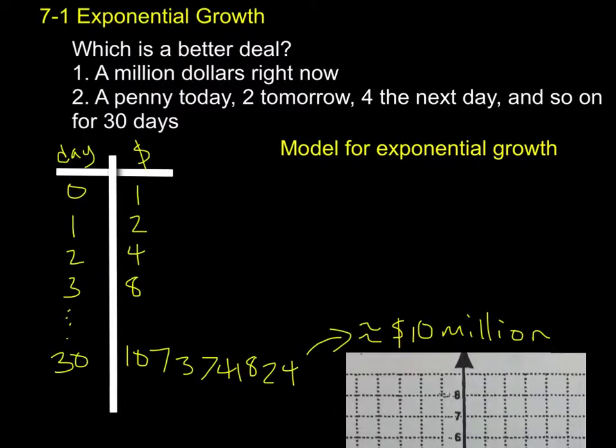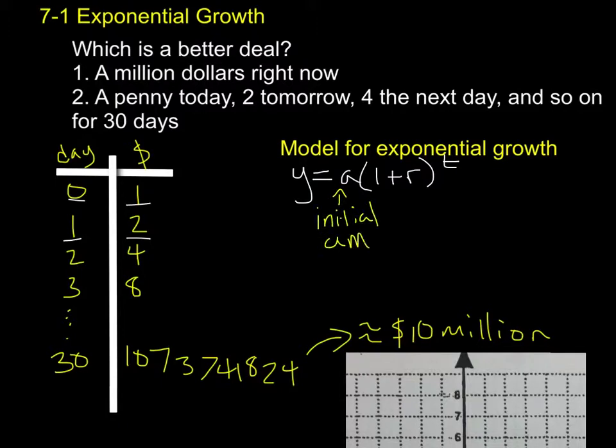Now what I've created here is an input-output chart, right? I've got input, output, and usually input-outputs are defined by a function and equation. And it turns out all exponential growth can be modeled with the following. Y equals A times (1 plus R) raised to the T. Now, of course, A, R, and T, the letters in there mean something. The letter A is your initial amount. How much do I start with? In this case, 1 penny.